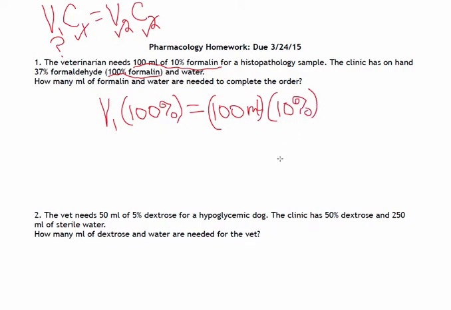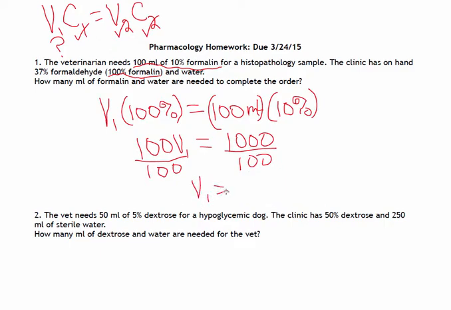Okay, so if we do some quick algebra on both sides, that's going to simplify the equation down to 100 times V1 equals 100 times 10, which is 1,000. Divide both sides of that equation by 100, and you get V1, which is how much of your stock solution you need, and that comes out to be 10 milliliters.